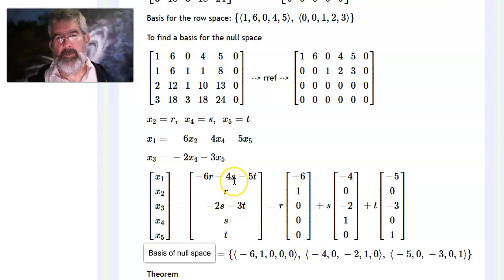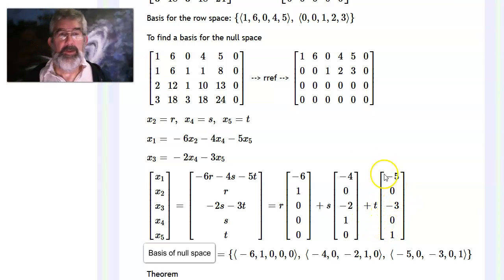Likewise, there's an s in the first spot, nothing in the second, and s in the third and fourth spots. So in the first spot, s is multiplied by negative 4, in the third spot it's multiplied by negative 2, and in the fourth spot it's multiplied by 1. So I have this vector minus 4, 0, minus 2, 1, 0 times s. And then lastly, the t's: I see a minus 5t in the first position, a minus 3t in the third position, and a t in the fifth position. So minus 5, 0, minus 3, 0, 1, all times t.